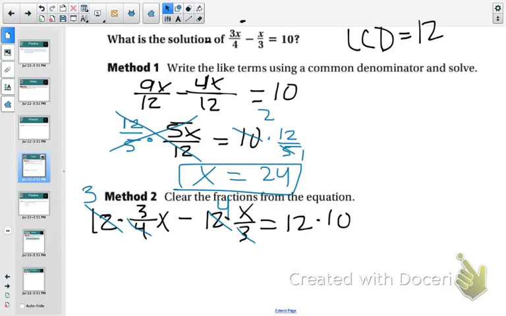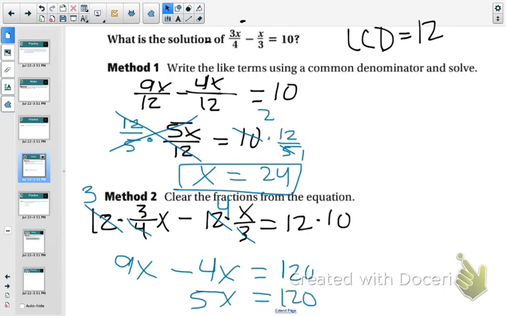So then we just multiply across, so we get 9x minus 4x equals 12 times 10, which is 120. 9x minus 4x, combine those, we get 5x equals 120. And then we divide by 5 last but not least. 120 divided by 5 is hopefully 24. And it is. Okay, so we get x equals 24.